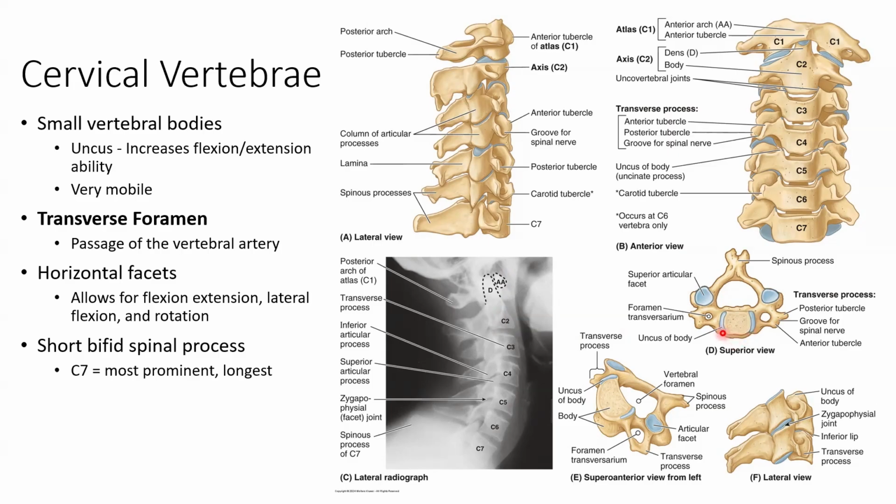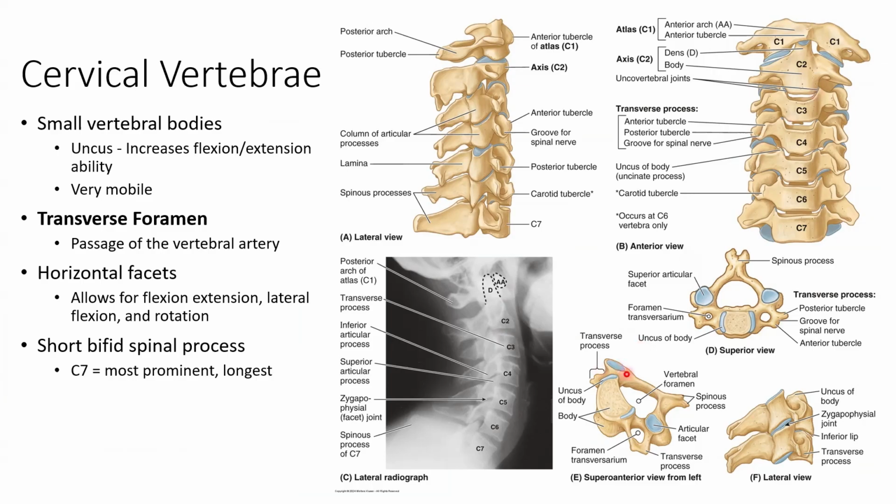You also see these little lips off the sides, these little lateral projections off the vertebral bodies. You can kind of see it here too, off these vertebral bodies. Those are the uncus of the cervical vertebrae, elevated superior lateral margins of the body. This allows for more mobility, especially in flexion and extension of the cervical spine.